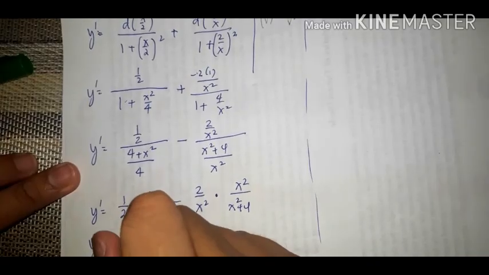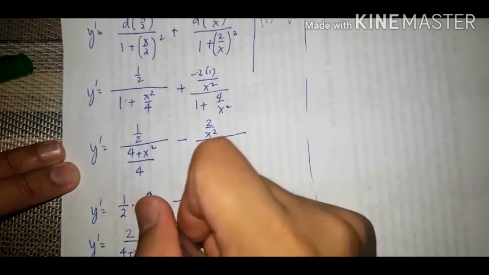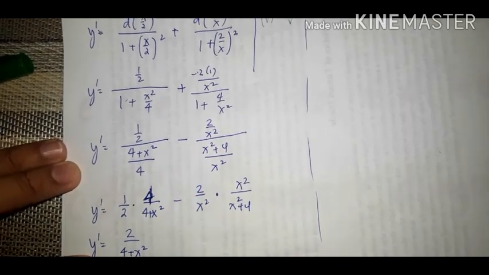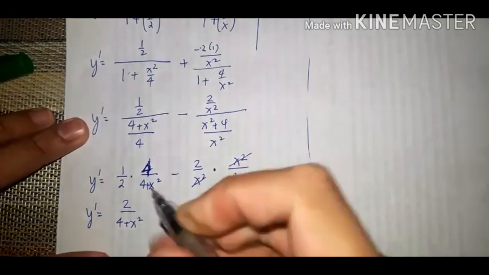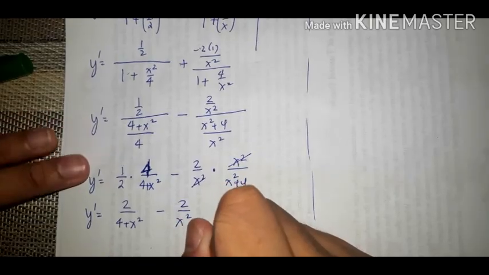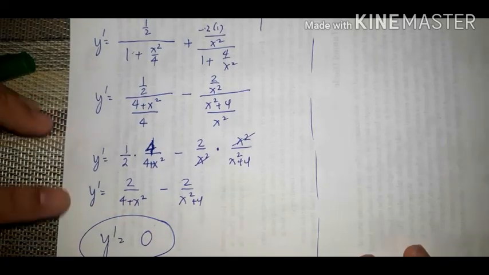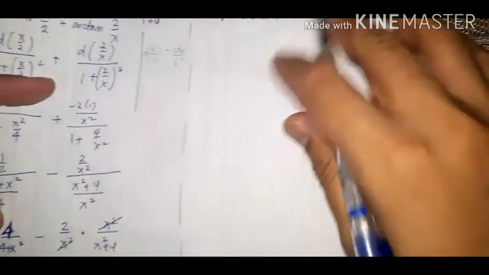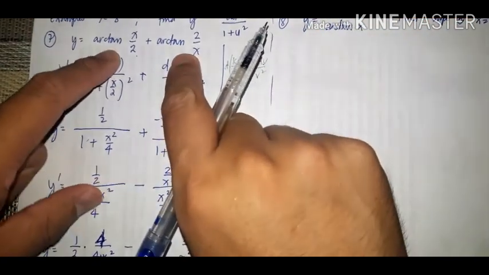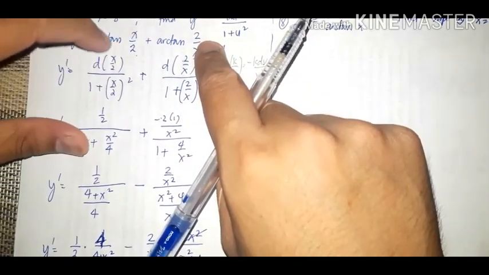So, your y prime here is 2 over 4 plus x squared. Because 4 divided by 2, this is 4. Is 2 over 4 plus x squared. So, this x squared cancels out, minus 2 over x squared plus 4. So, your y prime here is equal to 0. So, therefore, this sum is simply a constant. Arctangent x over 2 plus arctangent 2 over x is just a constant because its derivative is 0.